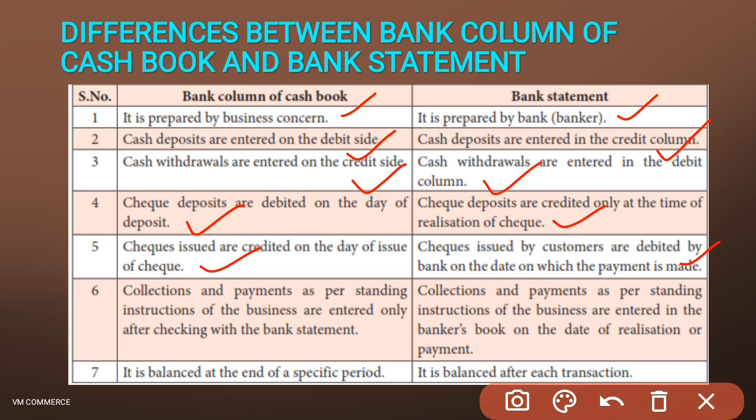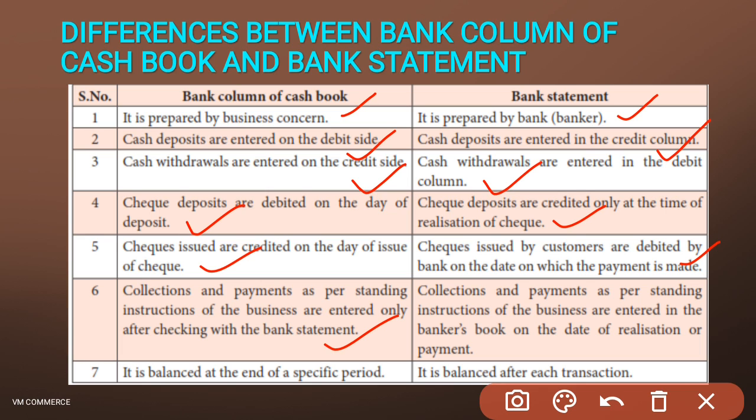Then collections and payments as per standing instructions. When a business or a customer gives standing instructions, the bank collects some money or pays some amount on their behalf. Those standing instructions will be entered in the cash book only after cross-checking with the bank statement. Only after seeing the bank statement will the customer come to know how much has been collected and how much has been paid on their behalf.